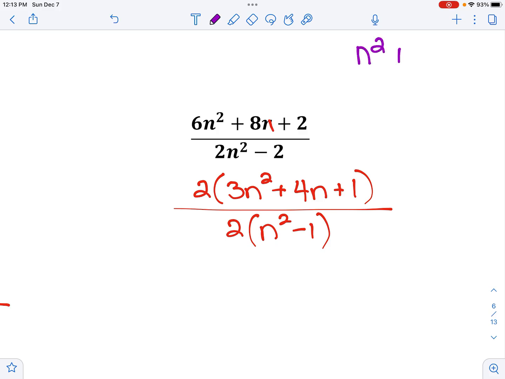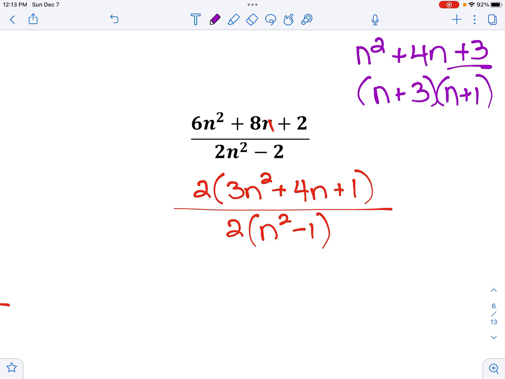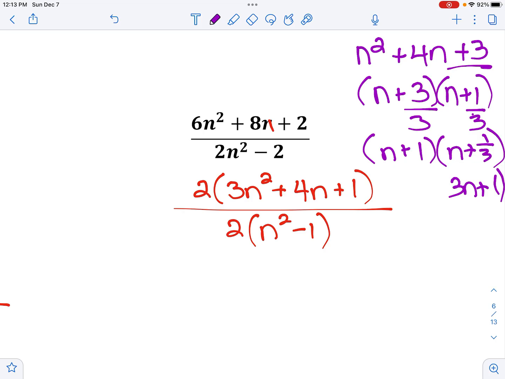write this without the 3 in front. So 3 times 1 is 3. Factor that. Put the 3 underneath. Reduce. This would give us N plus 1. And that would be 1/3 still. So this would be 3N plus 1. And this would be N plus 1.